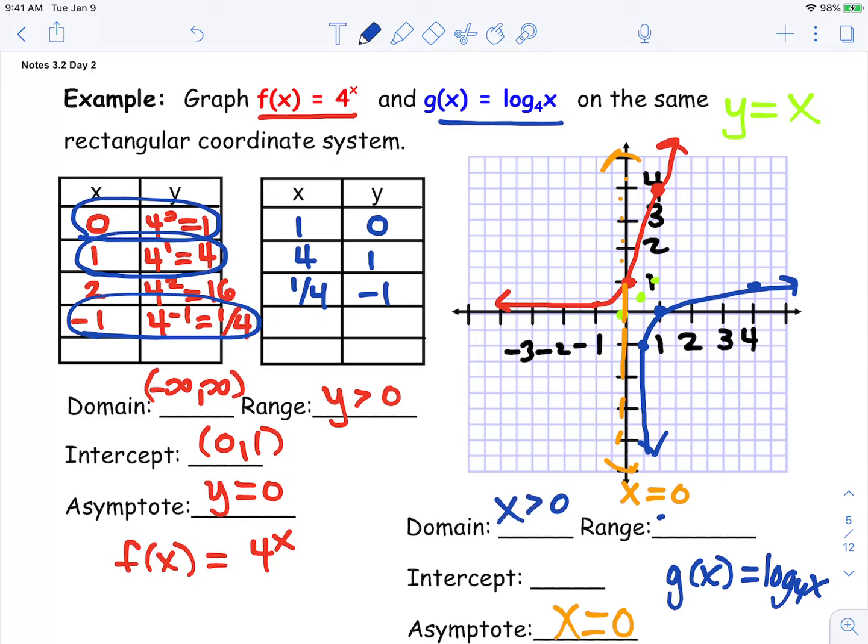Your range is now the flip-flop of your inverse function, and then your intercept now is on the x-axis, 1, 0. So notice the difference between these two pieces of value. They have a lot of similarities. And that's how you can graph an exponential function and a logarithmic function by hand.